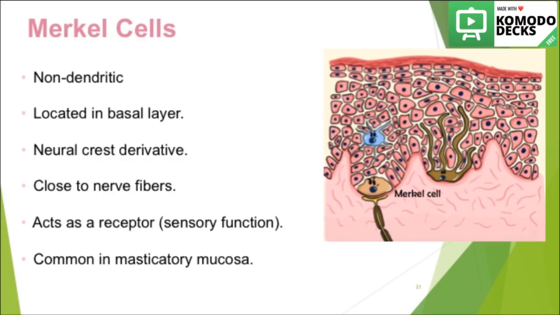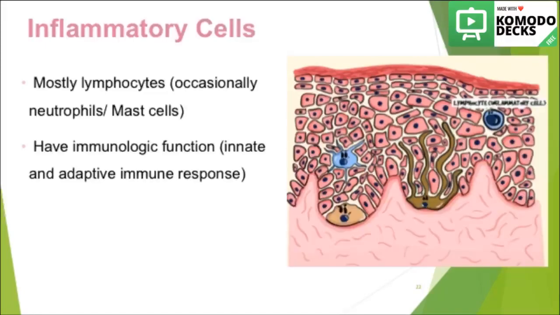Third type is the Merkel cell. These cells are non-dendritic, so they don't have any processes. They are located also on the basal layer. They are neural crest derivative and can be seen close to nerve fibers. They act as receptors in a sensory function, and they are more common in the masticatory mucosa. Actually, they are absent in the lining mucosa.